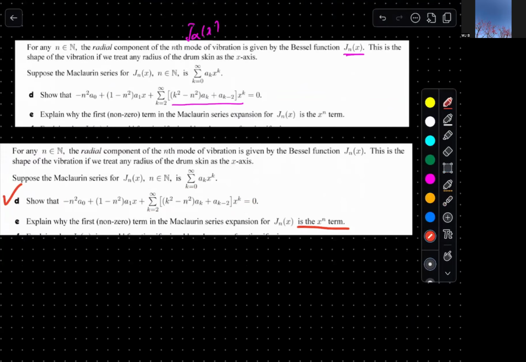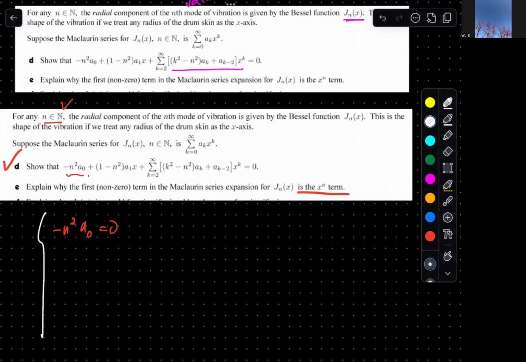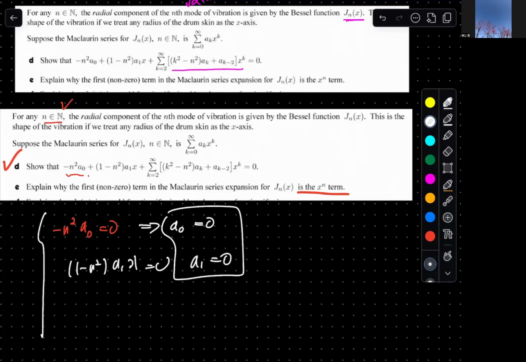What I mean by that is for n to be a natural number, as you can see, negative n squared a naught has to be 0 for a non-zero positive integer n, this suggests a naught has to be 0. Okay. And now for the second term, we have a1 times 1 minus n squared times x, unless n is 1, all right, unless n is 1, this to be 0, comparing to the right-hand side, a1 has to be 0. Okay, that's great. So I now have two initial conditions that a naught and a1 are 0.